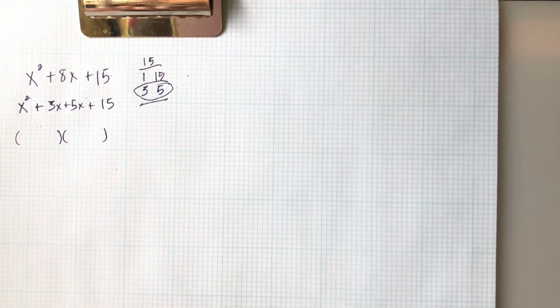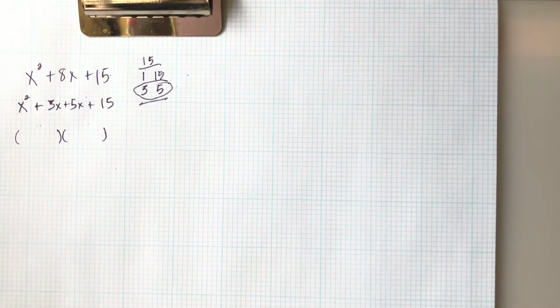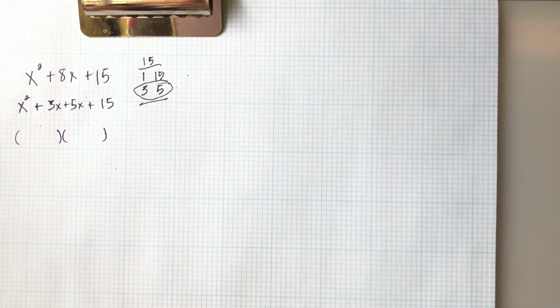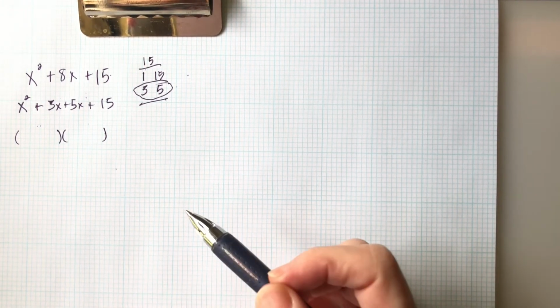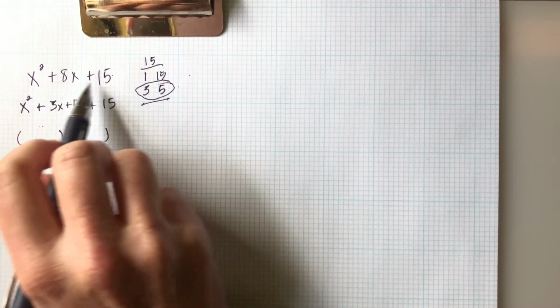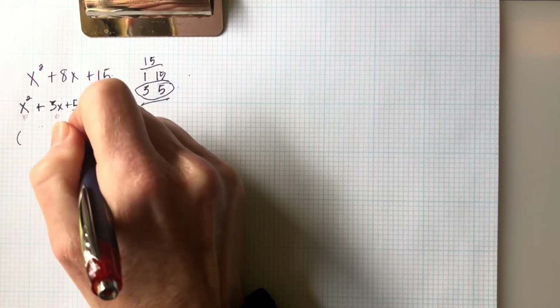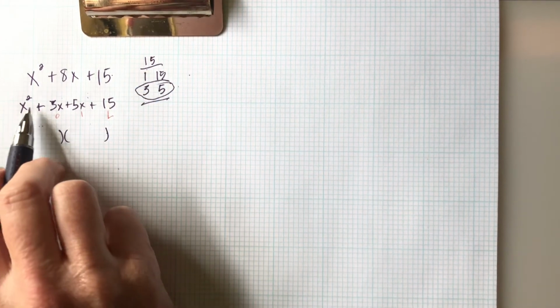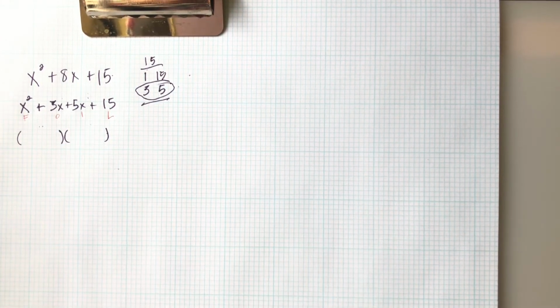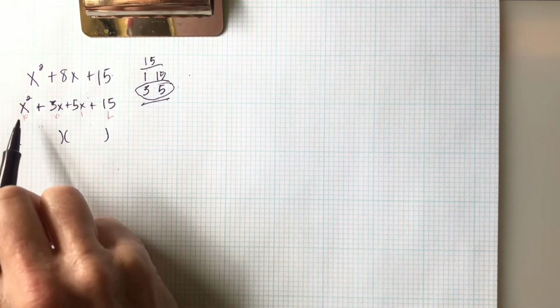So if you recall, the FOIL method of multiplying binomials, which is what gets us to this trinomial, comes from first, outside, inside, last. And that's where these terms come from here. And that's going to help us break this down.